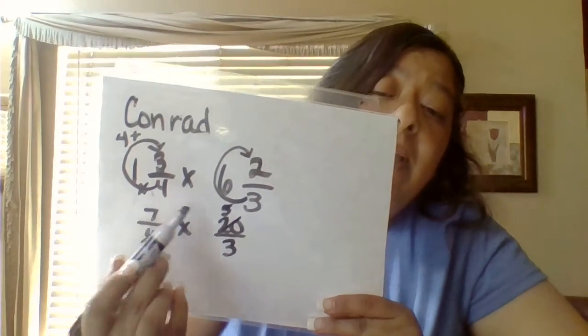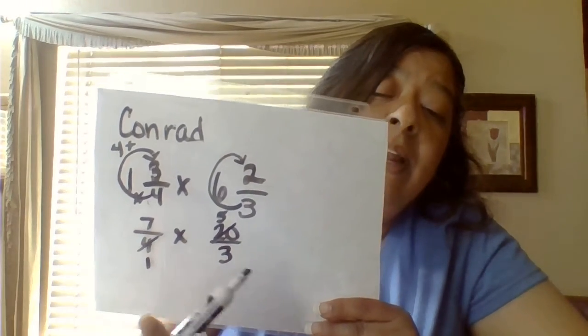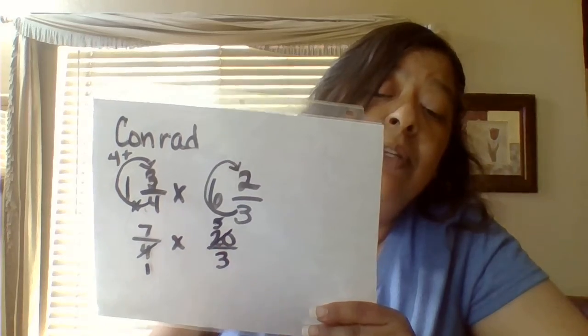Okay, so now you can multiply across because it's going to be simplified. It's a little bit easier to look at it. So now we have 7 times 5 is equal to, 7 times 5 equals 35. Okay, and 1 times 3. 1 times 3 equals 3.